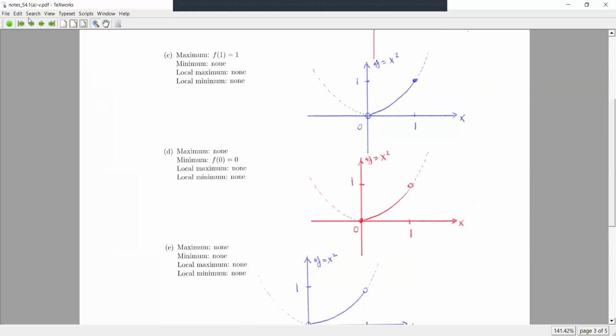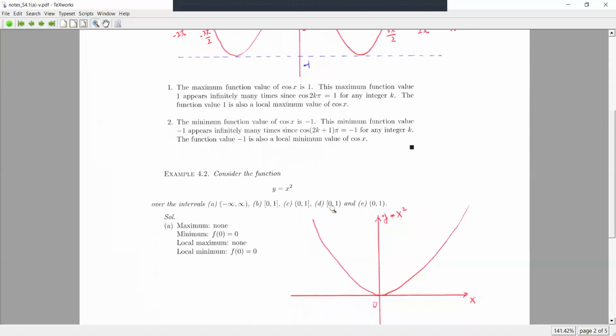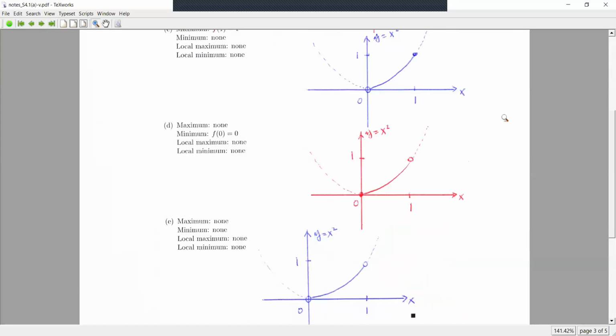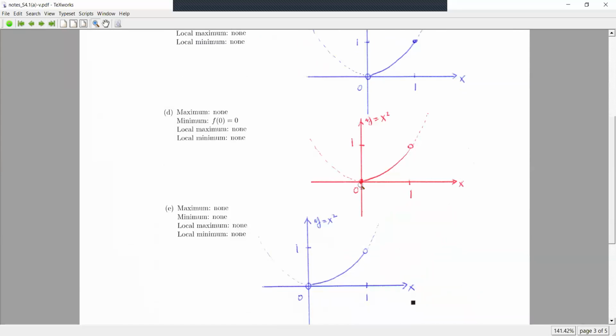Part D. Consider the function over this interval, now this time, including 0 but excluding 1. Including 0, so a solid point here, excluding 1, an open point here. So we are considering this portion.